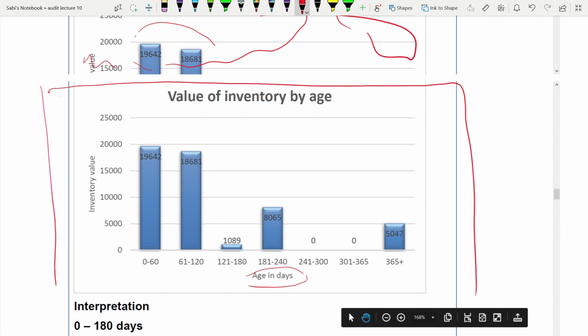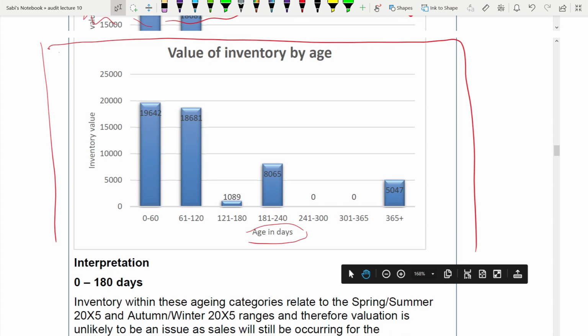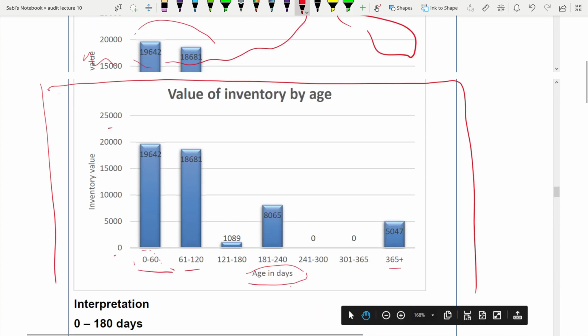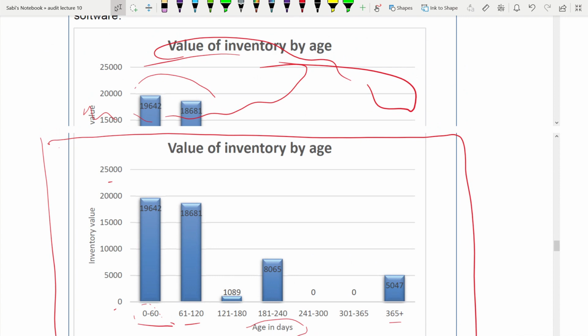Value of inventory by age. Here you have been given the value starting from 0 to 25,000. On the horizontal axis, the x-axis, you have been given the age in days. For example, this is 0 to 60 days, 61 to 120 days, up to 365 plus, that is more than a year. This much information is given.